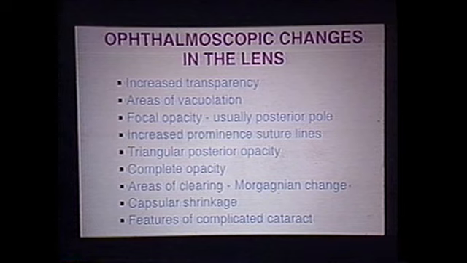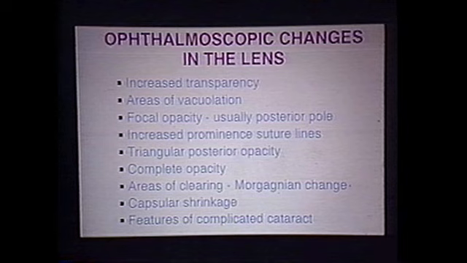This then rapidly moves on to produce either areas of vacuolation or areas of focal opacity. In the case of focal opacity, these usually, but not necessarily always, occur first in the posterior pole of the lens, and this may be preceded in some instances by an increased prominence of the suture lines, and frequently the focal opacity at the back of the lens features around the lines of the suture lines.